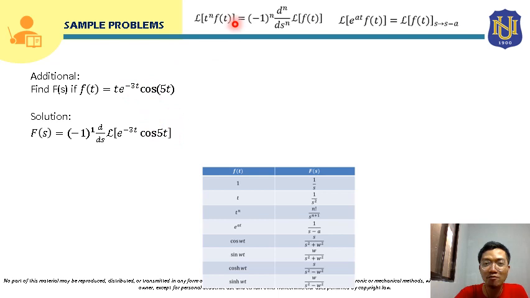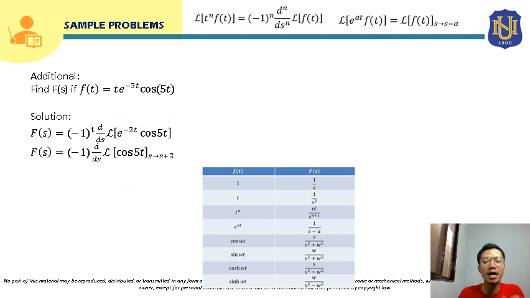So in this case, the f of t here will be e raised to negative 3t and cosine 5t. Okay, so this will be that function, that f of t. Now, if you are going to solve for the Laplace transform of e raised to negative 3t cosine 5t, we will apply this. So this is the first shifting theorem. We will apply this to solve the Laplace transform of this.